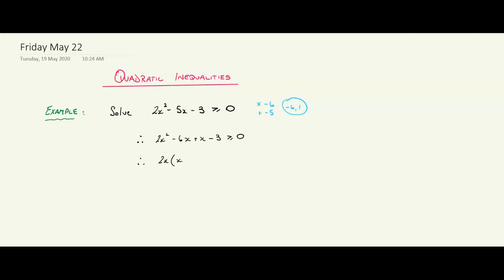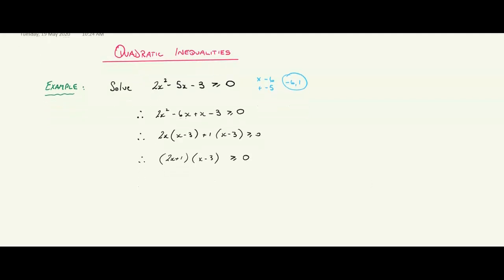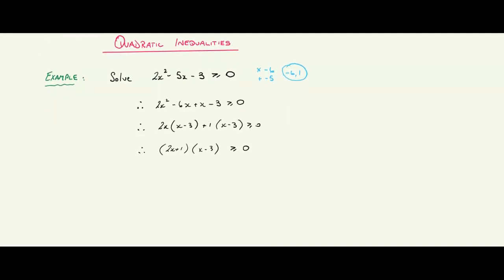So 2x, x minus 3, plus 1, x minus 3. I know this is going to deliver the results for me. 2x plus 1, x minus 3. So I've factorized and I have my inequality. Okay, at this point, we're going to have a look at two methods. The first method we'll look at is the algebraic method, and then we'll have a look at the graphical method.